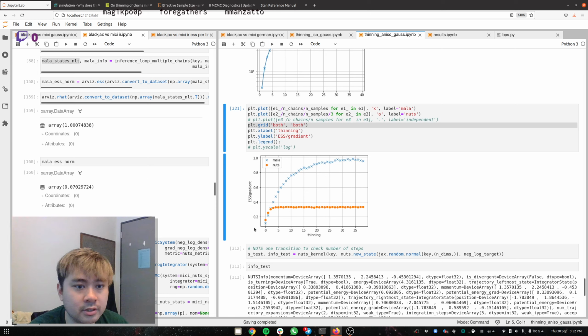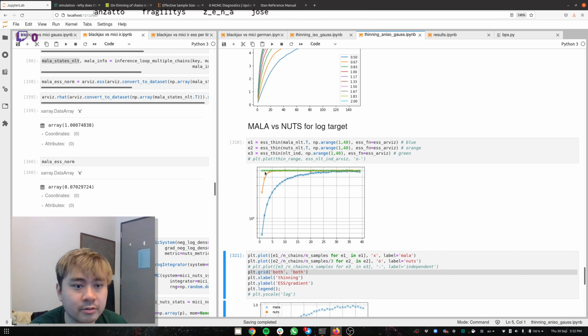more and more, the effective sample size here increases. You can see to the point it stops, and this is actually where it matches the ideal perfect independent sampler. So this is MALA, this is NUTS, and then this is the independent sampler. So this is on this very basic Gaussian target, I think 3 dimensions, non-isotropic. Yeah, that's what I mean. So something like this.